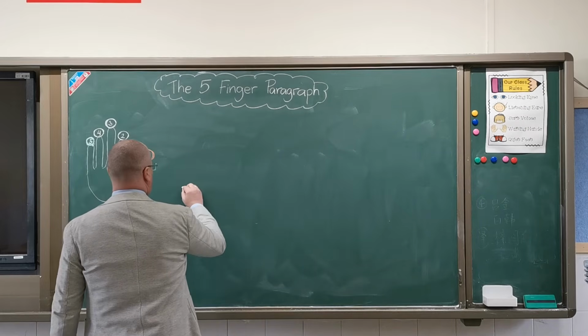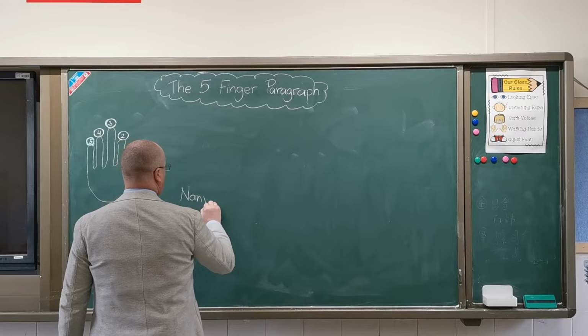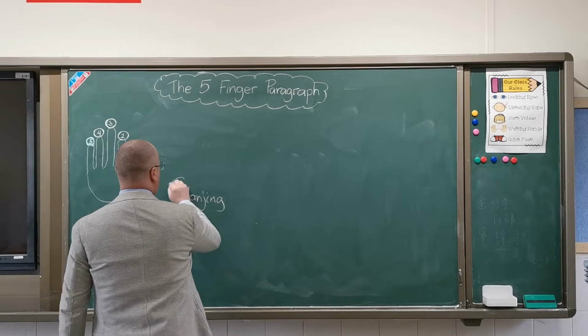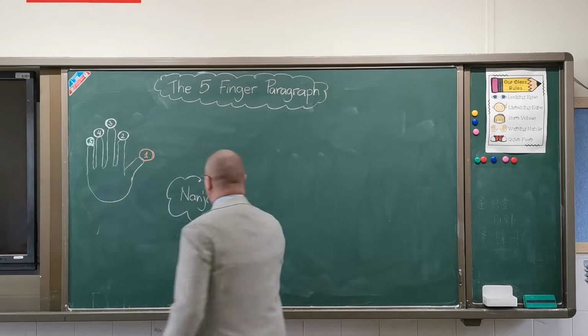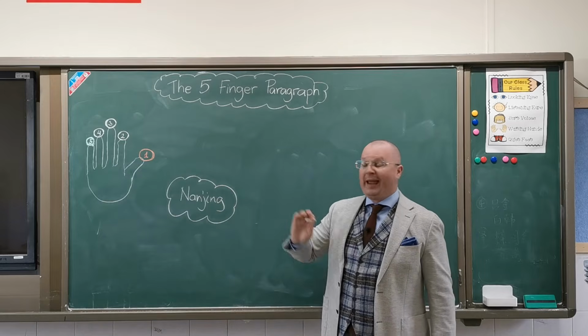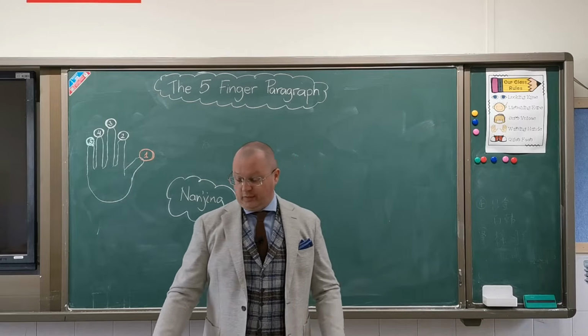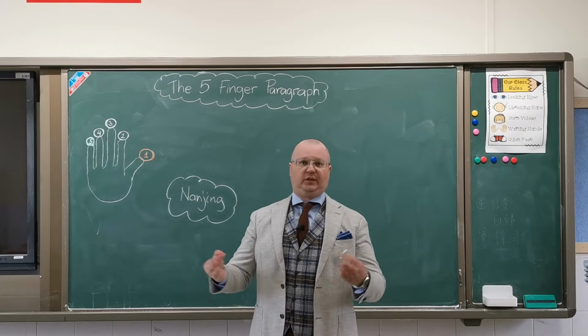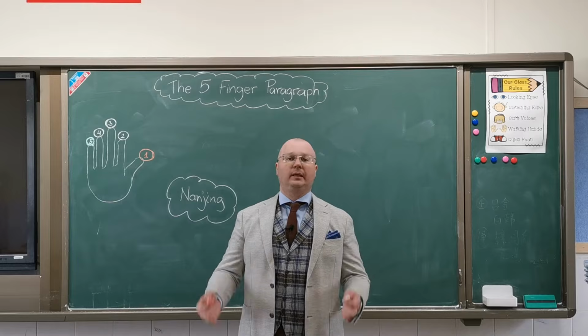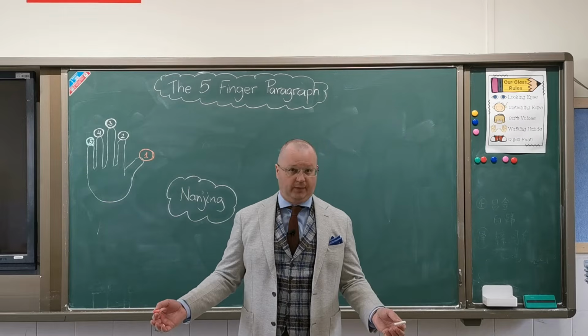So here we go. Nanjing. So this is our topic. And now we can write the first sentence. So the simplest way of doing it is to just state the fact. Nanjing is a big city in China.